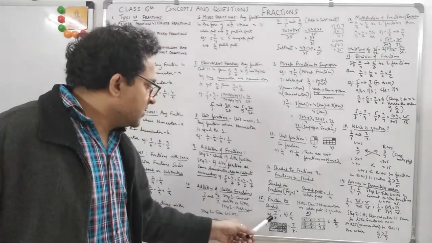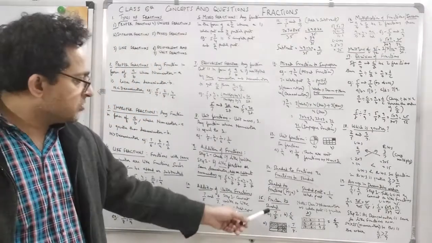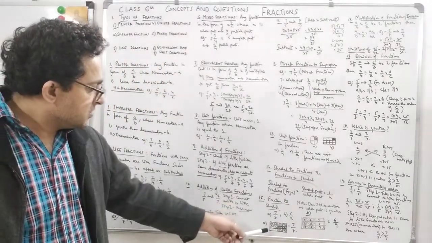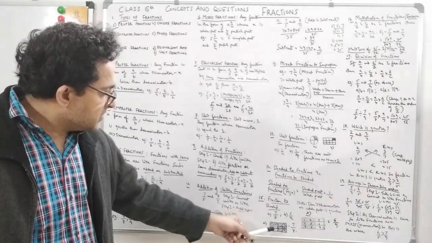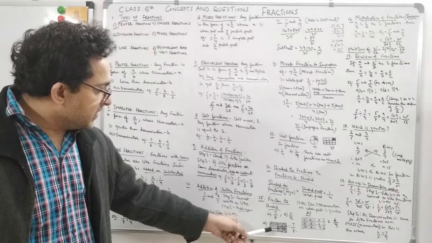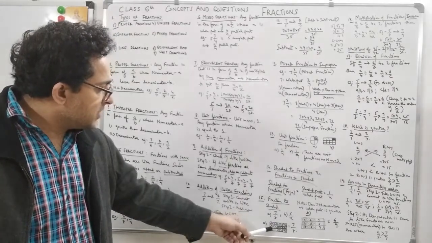7 by 8. Now 8 is the whole part and 7 is the shaded part. So what I have shown over here is fraction to shaded. I have divided this into 8 parts: 1, 2, 3, 4, 5, 6, 7, 8. And I have shaded 7 parts. So this is the shaded portion, and the whole parts are 8.